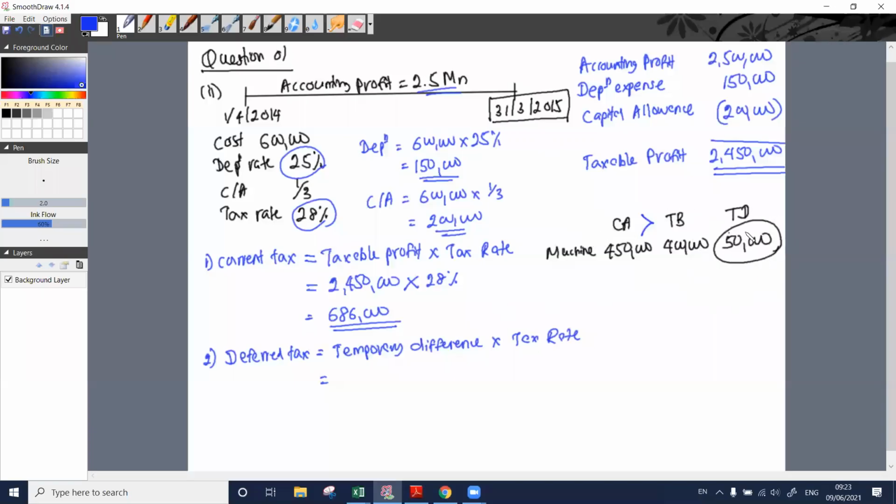If a taxable temporary difference arises, we recognize a deferred tax expense with respect to that asset. Right. So here the temporary difference was 50,000. Tax rate is 28%. It means what should be the deferred tax expense amount? 50,000 into 28%, 14,000. 14,000 deferred tax.